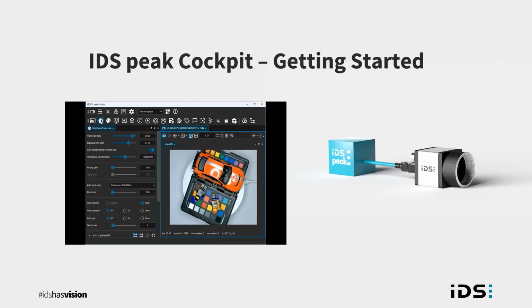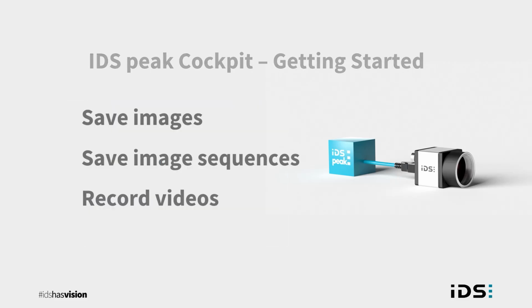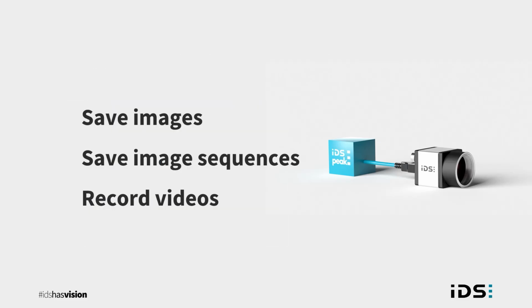If you have seen our previous videos on the camera setup, you should now have an optimum image and may well want to save individual images, a sequence of images, or videos for offline analysis. And we have the possibility to do all three in Peak Cockpit.